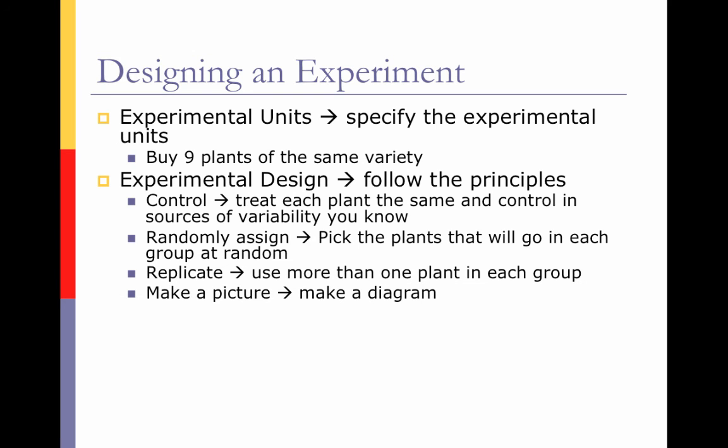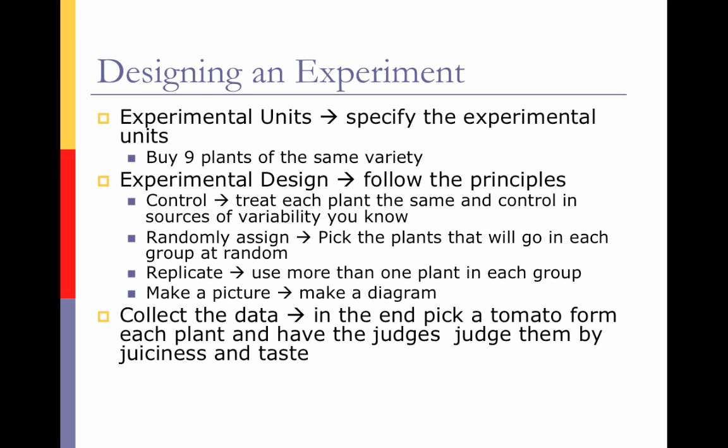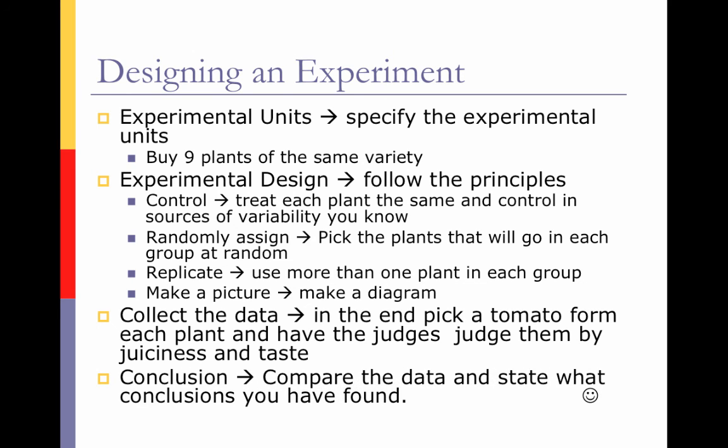And then we want to make a picture, so a diagram. And then you have to collect the data. So in the end, you pick a tomato from each plant, have the judges judge them by juiciness and taste. Since you'll have 3 from each category, you can average your results and then compare them. And then, as always, you have to state a conclusion, compare the data, and state what conclusions you have found.